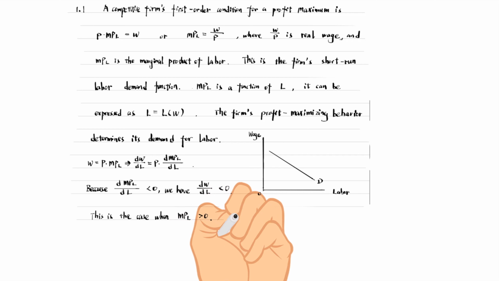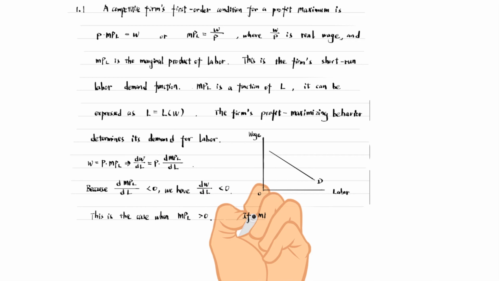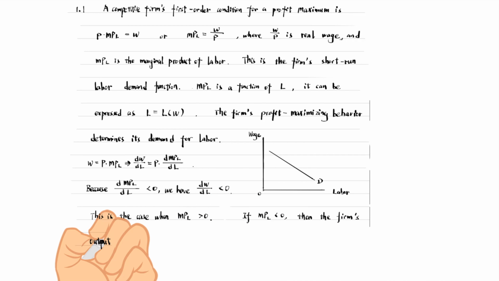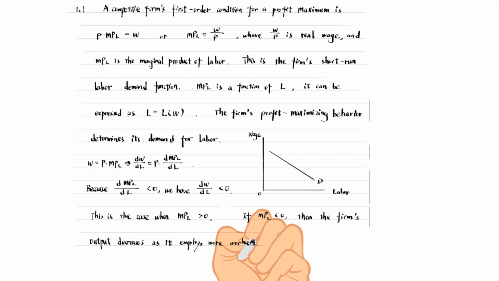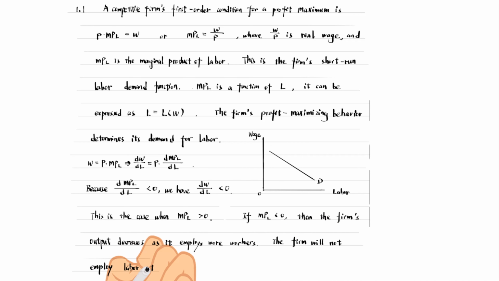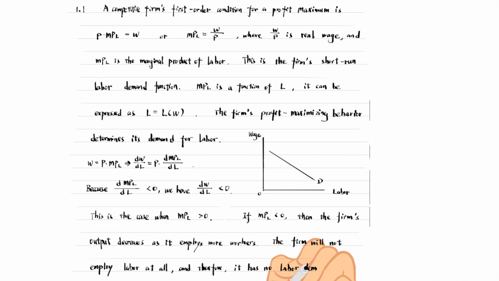Next, we consider what happens if the marginal product of labor is negative. A negative marginal product of labor means the firm's output decreases as it employs more workers. So the firm will not employ any labor at all, and therefore it has no labor demand.